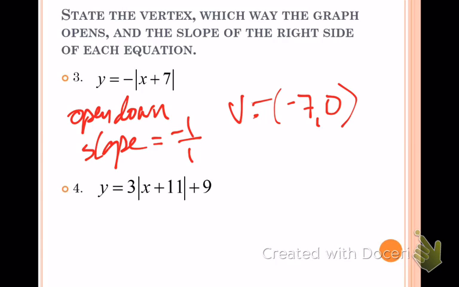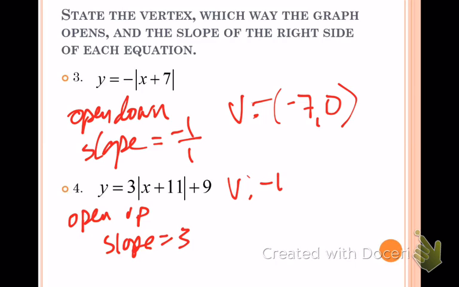Okay. Now, what did you get for this guy? This guy, the number 4, is going to open up. The slope is going to be 3, and the vertex is going to be at -11, 9. Opposite h, same k. Okay.